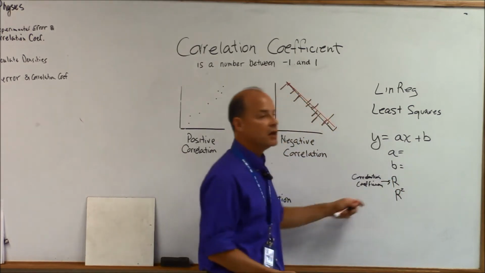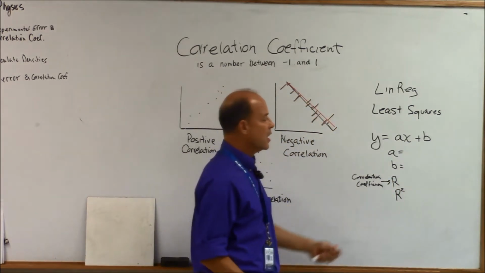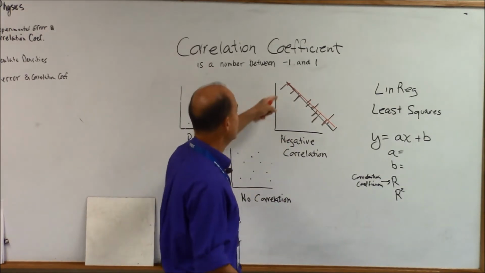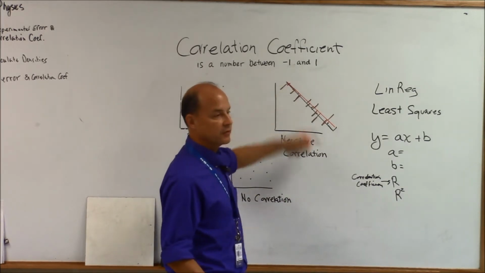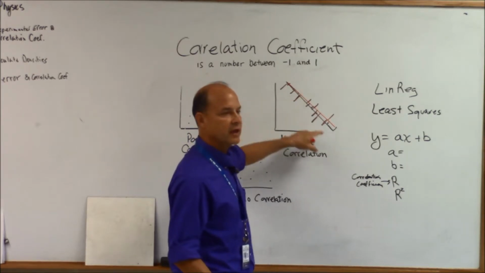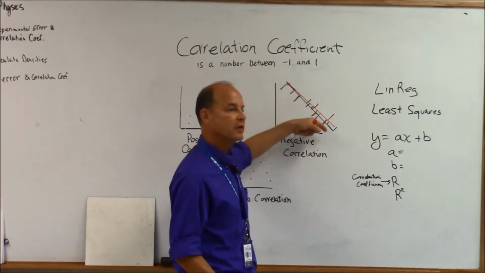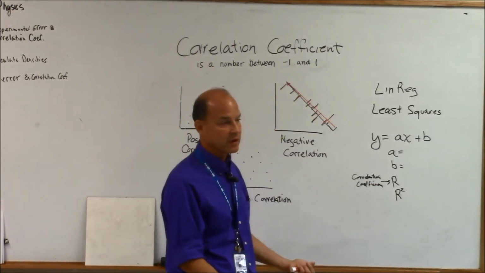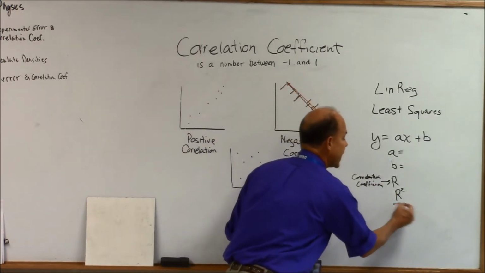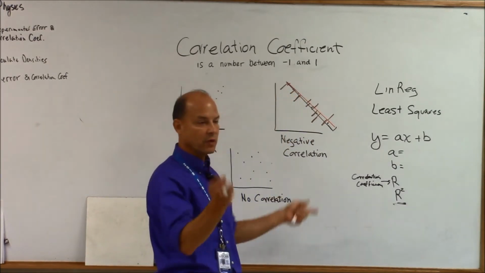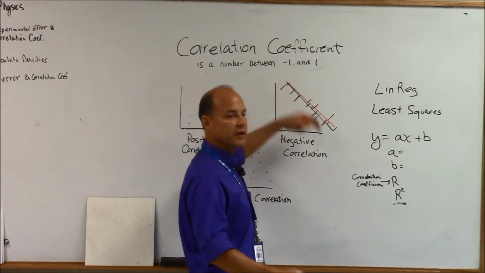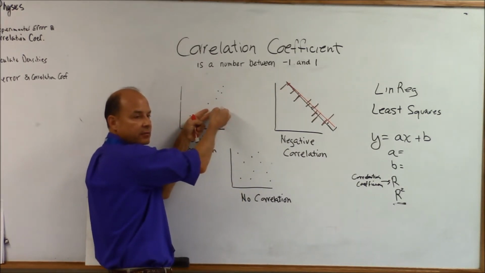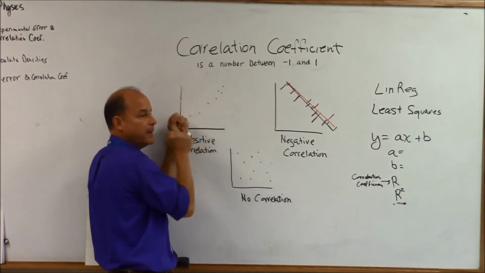Correlation coefficient is R, and R squared is R squared. R squared just makes sure that you always have a positive number to deal with. So if you have data that has a negative slope to it, a line of best fit that has a negative slope, then you're going to get a negative R, but if you square that, you're going to get a positive number. So what we are actually going to be looking at is the R squared value, so we don't have to worry about whether it's positive or negative. We're just trying to find out how well the data fits to the line. Okay?